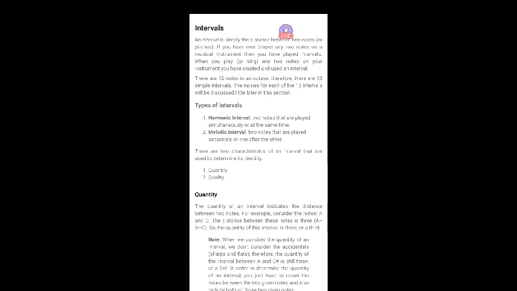Types of intervals. Harmonic interval: two notes that are played simultaneously, or at the same time. Melodic interval: two notes that are played separately, or one after the other. That's good to know. There are two characteristics of an interval that are used to determine its identity.